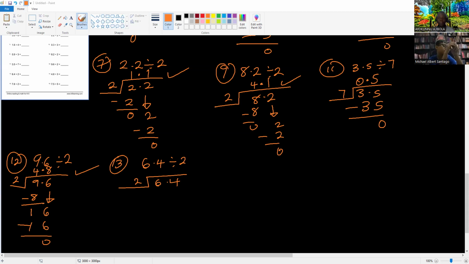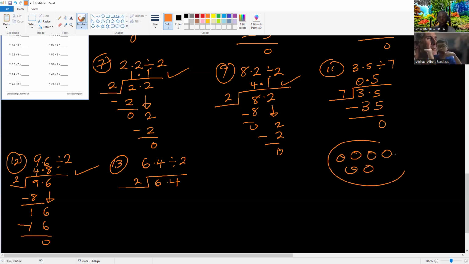Try it again. How many 2 will you see in 6? If you share 6 among 2 people, how many will each person get? If you and your friend share 6 oranges, how many oranges for one person? 1, 2, 3, 4, 5, 6 oranges for you and your friend. How many will each person take? One person takes 3, another person takes 3.